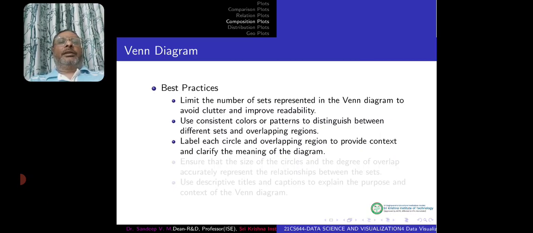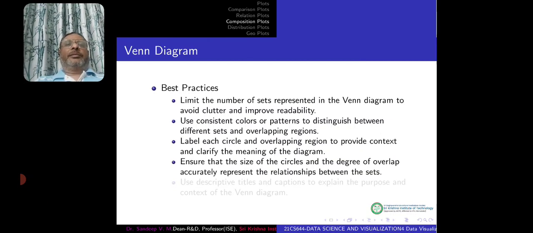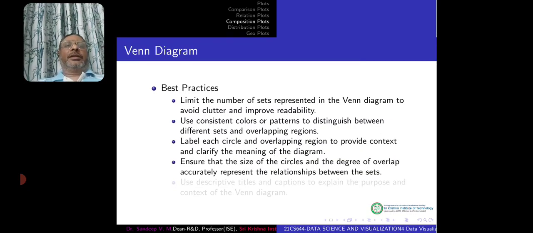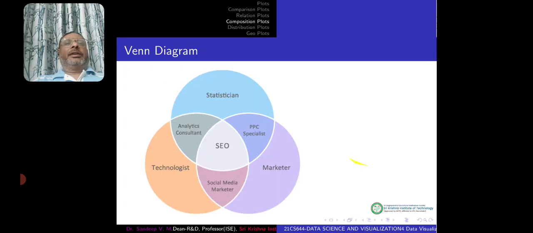Then we must label each circle, we must label each overlapping region, in general we must label each region, and provide context and give a clear meaning to the diagram. We must ensure that the size of circles and degree of overlap accurately represent the relationship between the sets. We must also use descriptive titles and captions to explain the purpose and context of the Venn diagram.